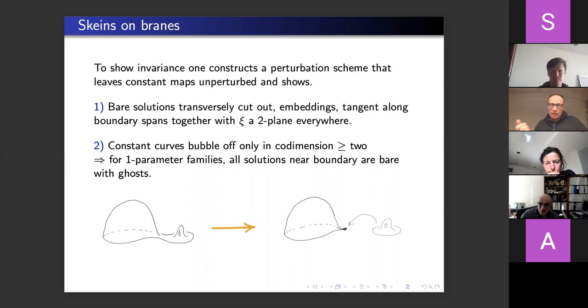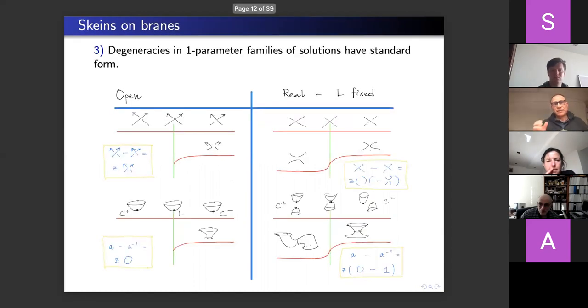So in fact, they can be avoided in codimension 2. So this bubbling off of a constant from a bare curve is a codimension 2 phenomenon. Again, therefore, somehow our curve count has a chance to be invariant. And what it leads to is that the crossings are of standard type. So if we look at these degeneracies in 1-parameter families, then they have a standard form.